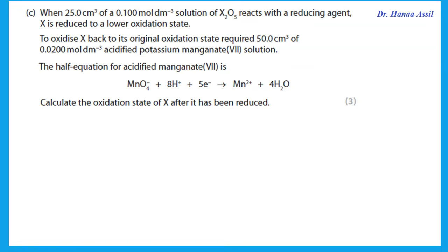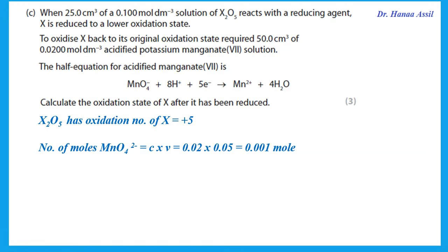So we're starting with X2O5. We can tell the oxidation number in X2O5. Each oxygen is -2, so that is a total of -10 for the oxygens. That means the two X's are +10, and that means the oxidation number of X is +5. And then we're given the number of moles of permanganate. We can get the number of moles of permanganate, concentration times volume, of course the volume divided by 1000. So this gives 0.001 mole.